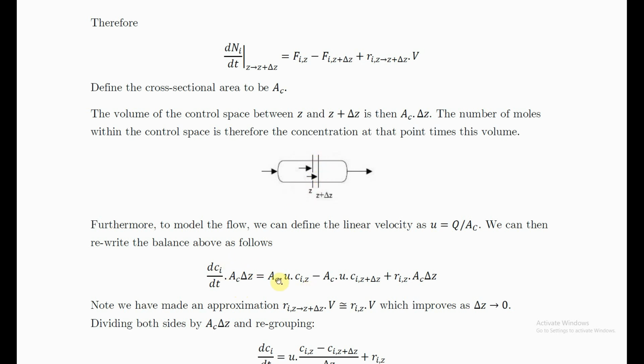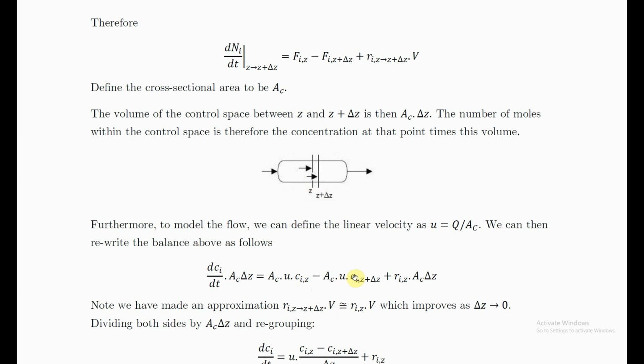And then the flow into the sub-volume is going to be the volumetric flow rate times the concentration. The volumetric flow rate is the cross-sectional area times the linear velocity, and then the concentration at position Z is Ciz. And then the rate at which we are losing component I is the flow out here. Again, volumetric flow rate multiplied by the concentration at that point, and that concentration is different to that concentration. So that's just flow in and flow out.